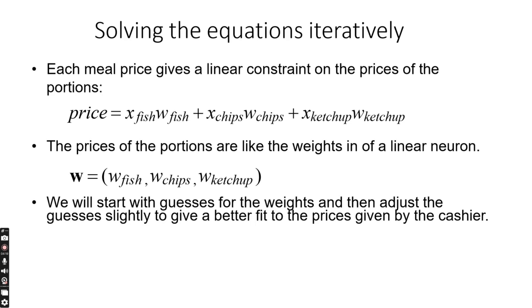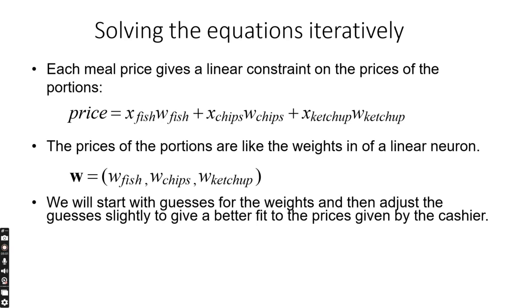Now let us solve this meal with the different items. First, the price calculation. Here x of fish times w of fish, then x of chips times w of chips, x of ketchup times w of ketchup. These give the calculated price of the entire meal. The input and the weight of each portion are given, and then we calculate the meal price. Already you know the portion is nothing but the weight: the weight of fish, chips, and ketchup you are consuming daily.